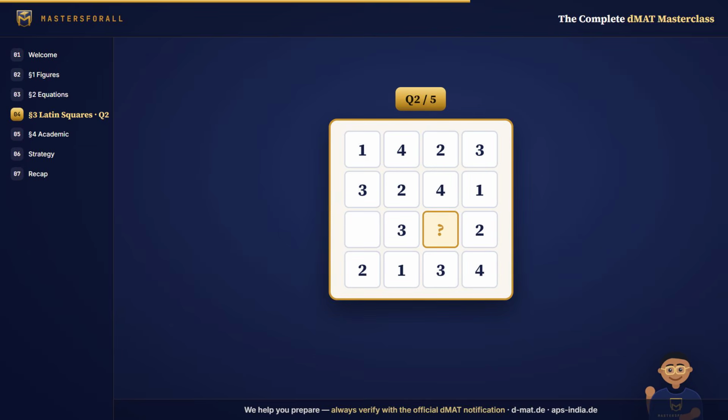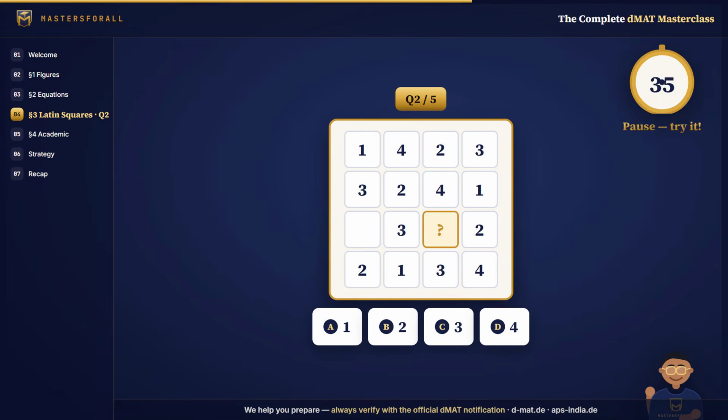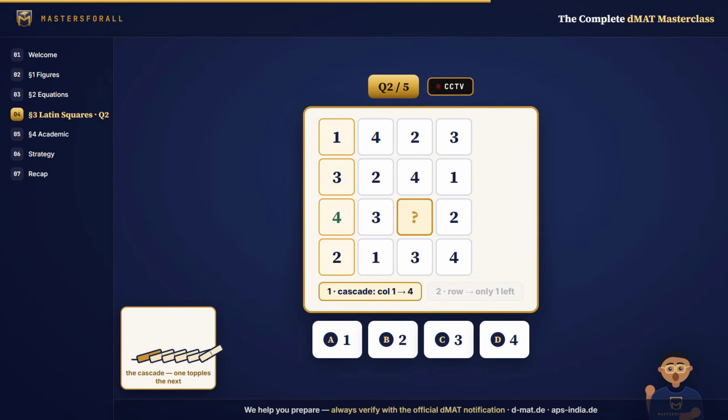This gold cell looks impossible. Its row is missing 2 numbers. Remember the cascade. Don't attack it head on. Column 1 is nearly full: 1, 3, 2, so its blank must be 4. And now the row reads 4, 3, blank, 2. Only 1 is left. The answer is A.